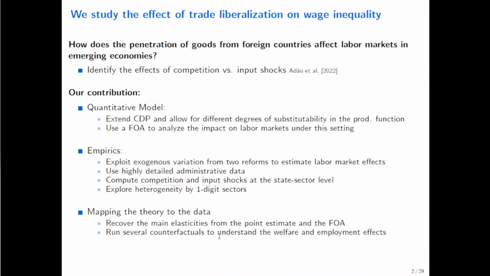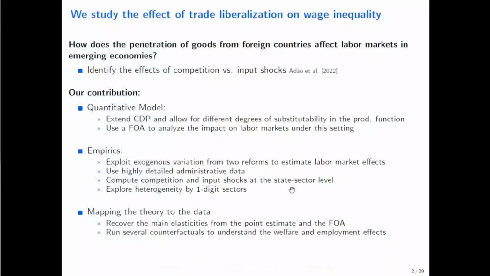In terms of the theory and the quantitative model, we're going to extend the framework from Caliendo, Dvorkin, and Parro, and we're going to allow for different degrees of substitutability in the production function. So instead of having a Cobb-Douglas production function, we're going to have a CES, and of course the goal is to recover the parameters of that production function and how different they are across sectors. In the quantitative model, we're going to use a first-order approximation to analyze the impact of trade on labor markets under this setting. That first-order approximation is the one that is going to guide our empirical strategy.